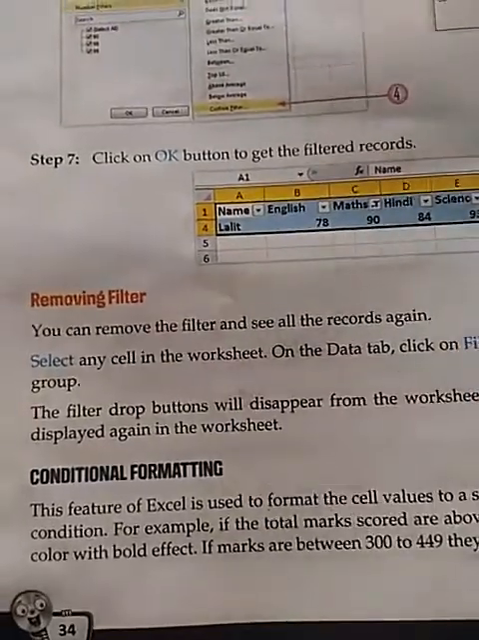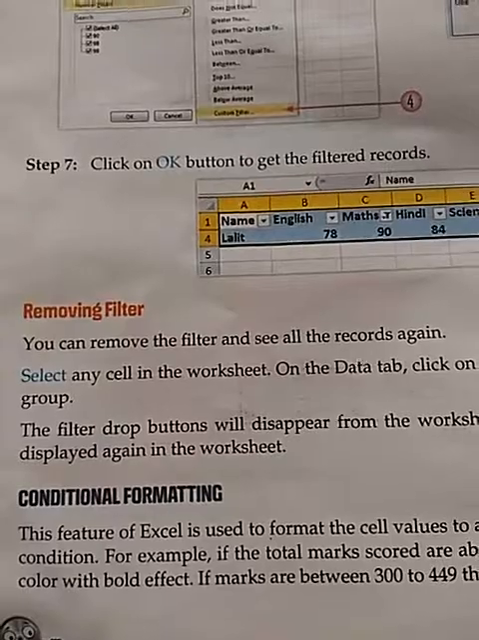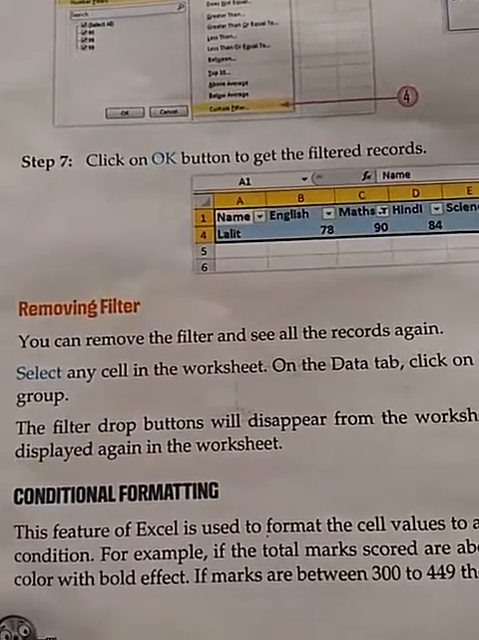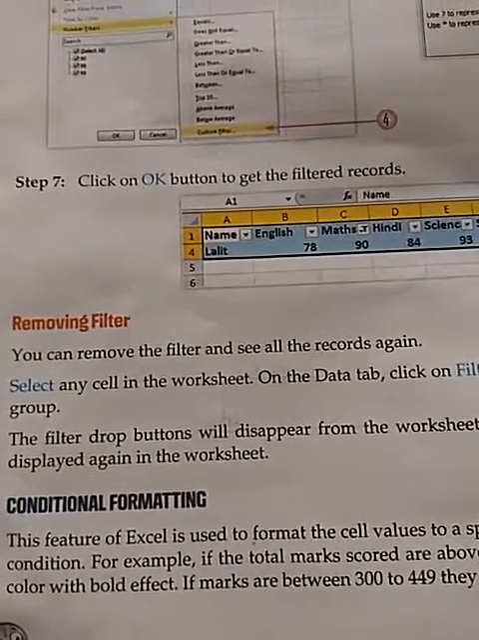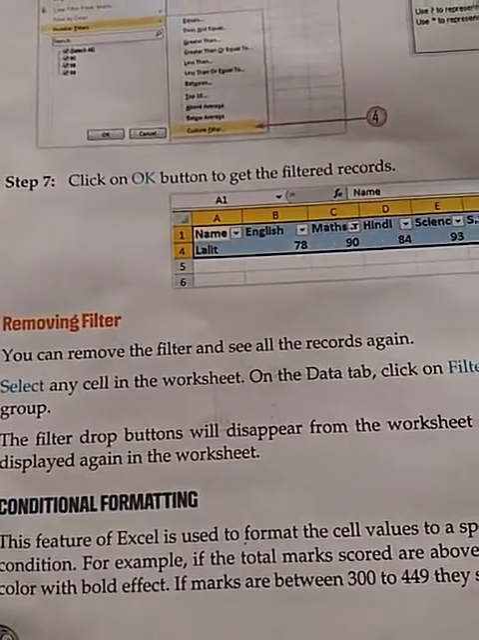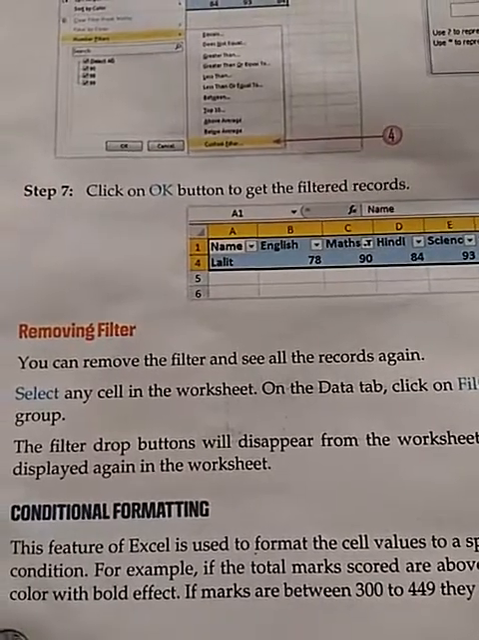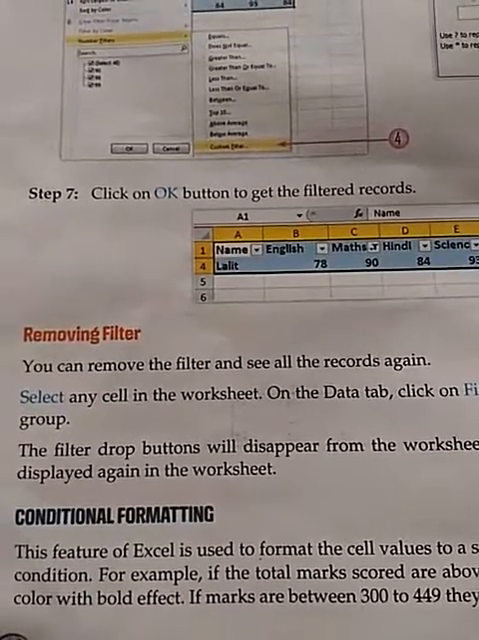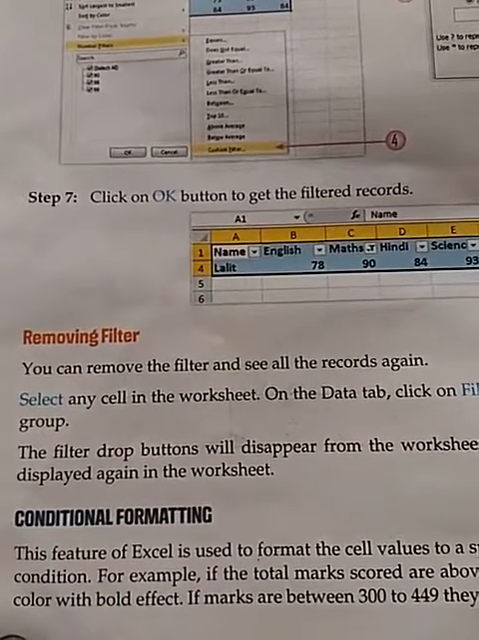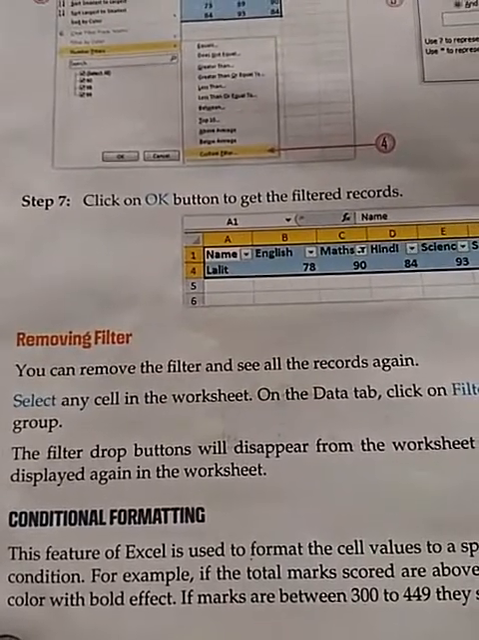Now conditional formatting. Conditional formatting is used to apply some formatting feature based on some condition. Means if we want to apply some formatting like color, size or anything according to some condition, then that thing can be applied with the help of conditional formatting. Conditional formatting option is available on the home tab. So how can you apply the conditional formatting? Let's see.